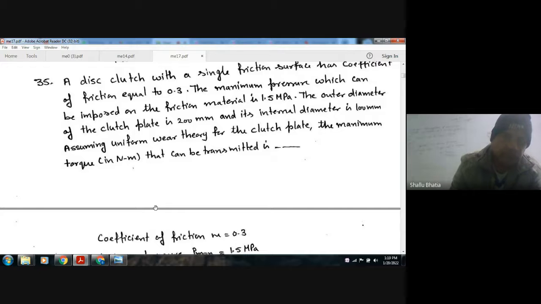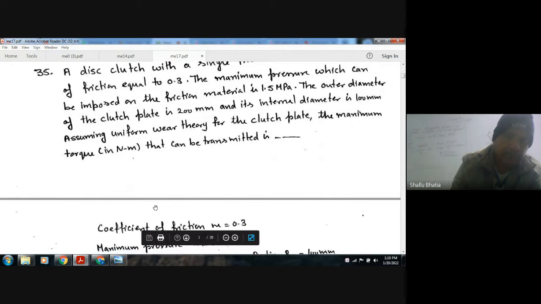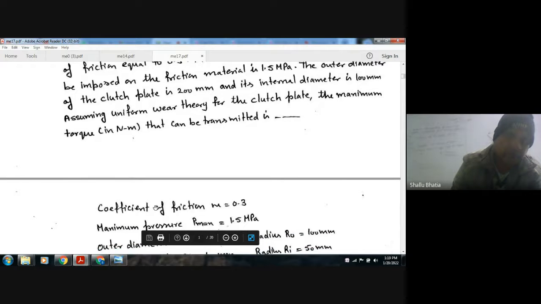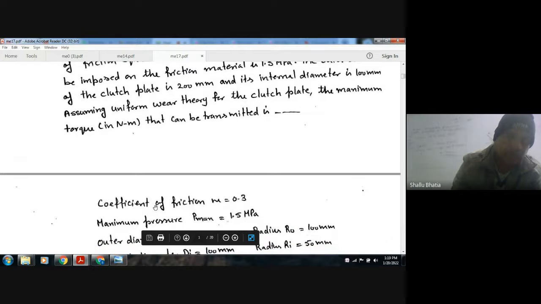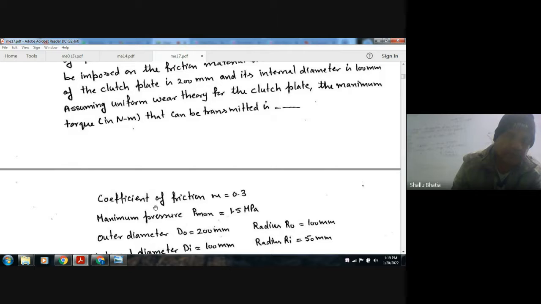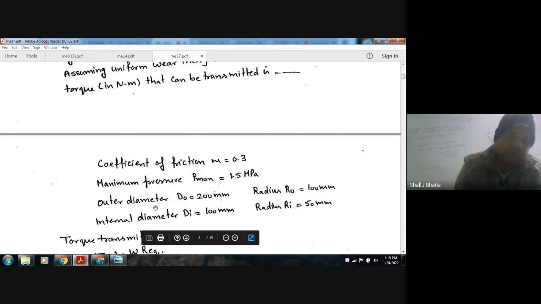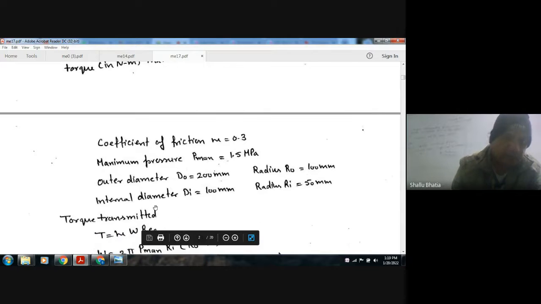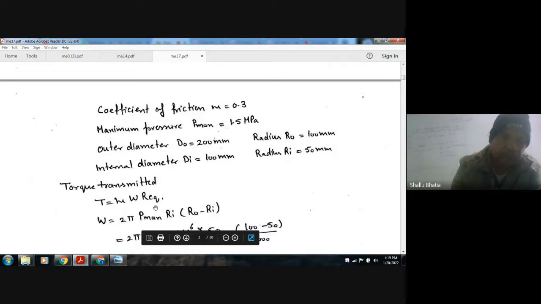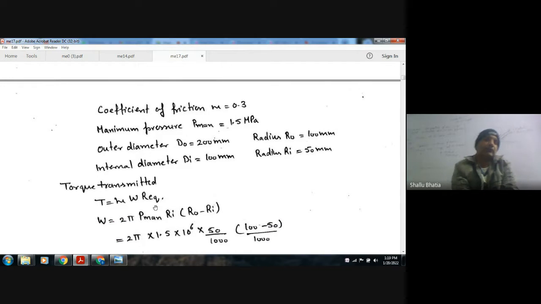So the given data are coefficient of friction 0.3, maximum pressure 1.5 MPa, outer diameter 200 mm or 100 mm radius, and inner diameter 100 mm, inner radius is 50 mm. Okay, so these are the data given. And the torque transmitted in a clutch is given by mu W R, whether it is uniform pressure theory or uniform wear theory.